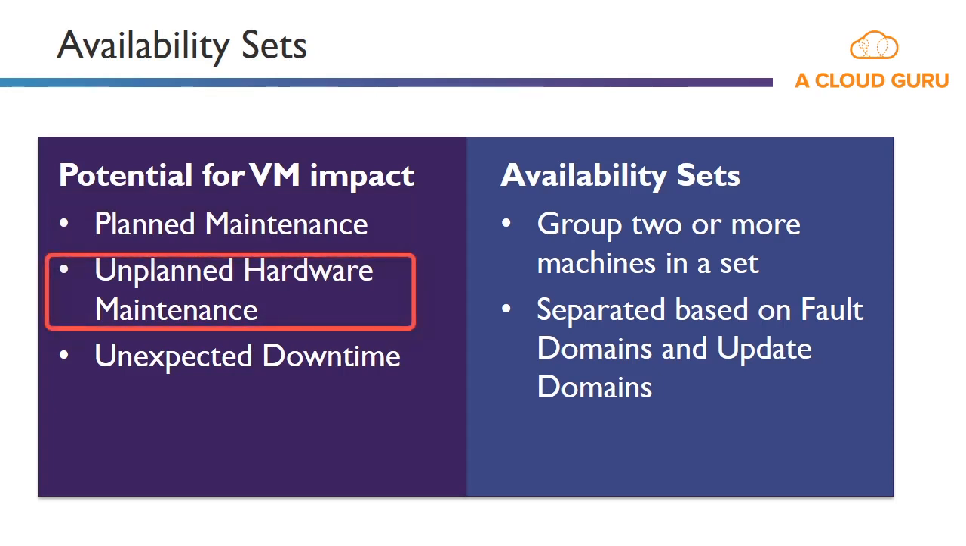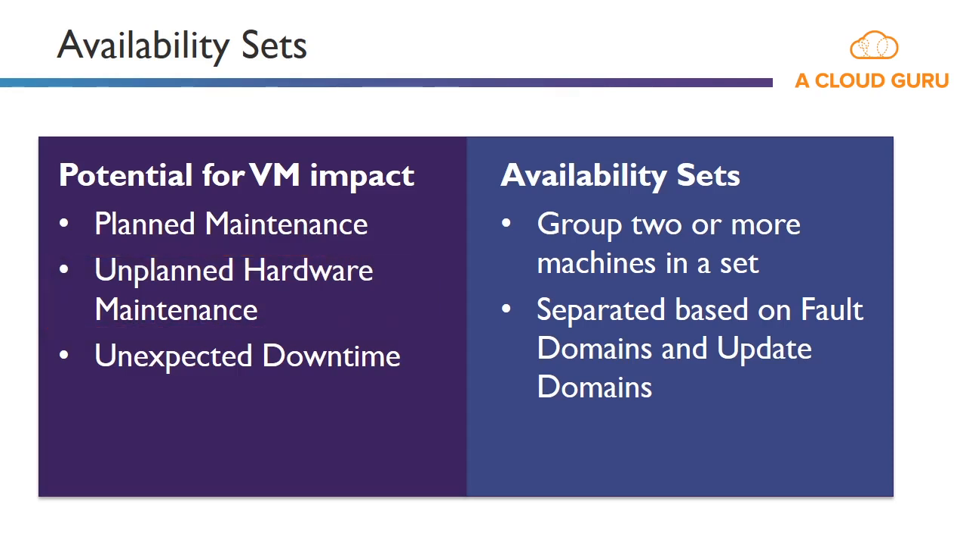The second one is unplanned hardware maintenance. This is when Microsoft detects, using, say, their monitoring systems, that a failure may be about to occur on the underlying host. And again, kind of like planned maintenance, they need to move your virtual machine, or sometimes, very quickly, they have to shut all the virtual machines down, do the maintenance, and then bring that host back up.